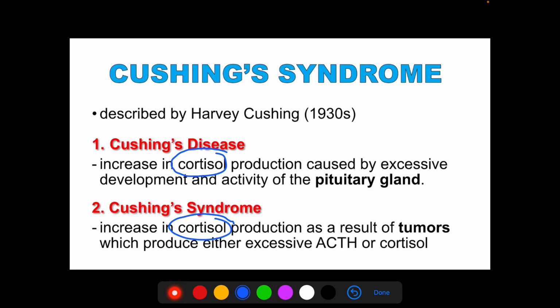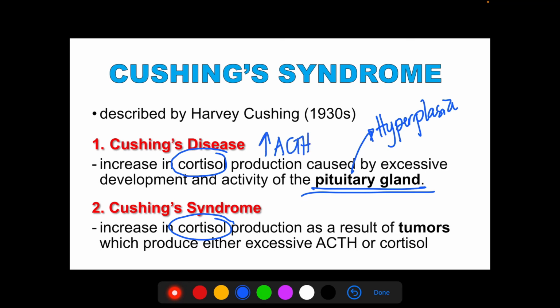However, the Cushing's disease is caused by excessive development and activity of pituitary gland, meaning to say there is hyperplasia of the pituitary gland. So that's with the Cushing's disease. So that now would result, of course, to increased ACTH, right? Because it's the pituitary gland that releases this ACTH. So that's why we can see cortisol level that is also increased. So that's for the Cushing's disease.